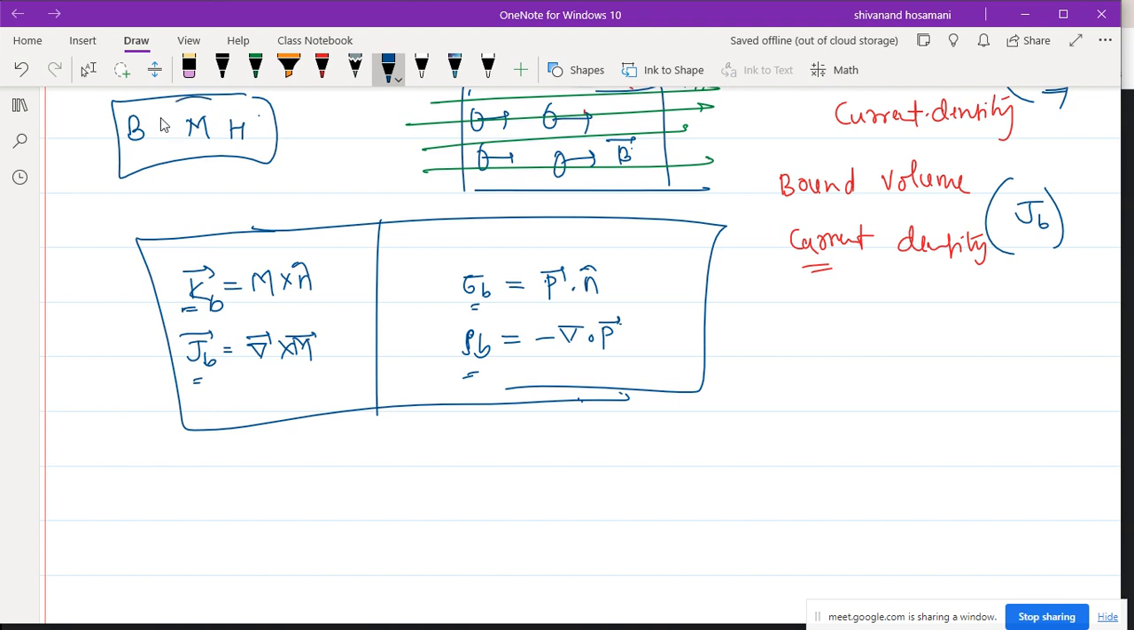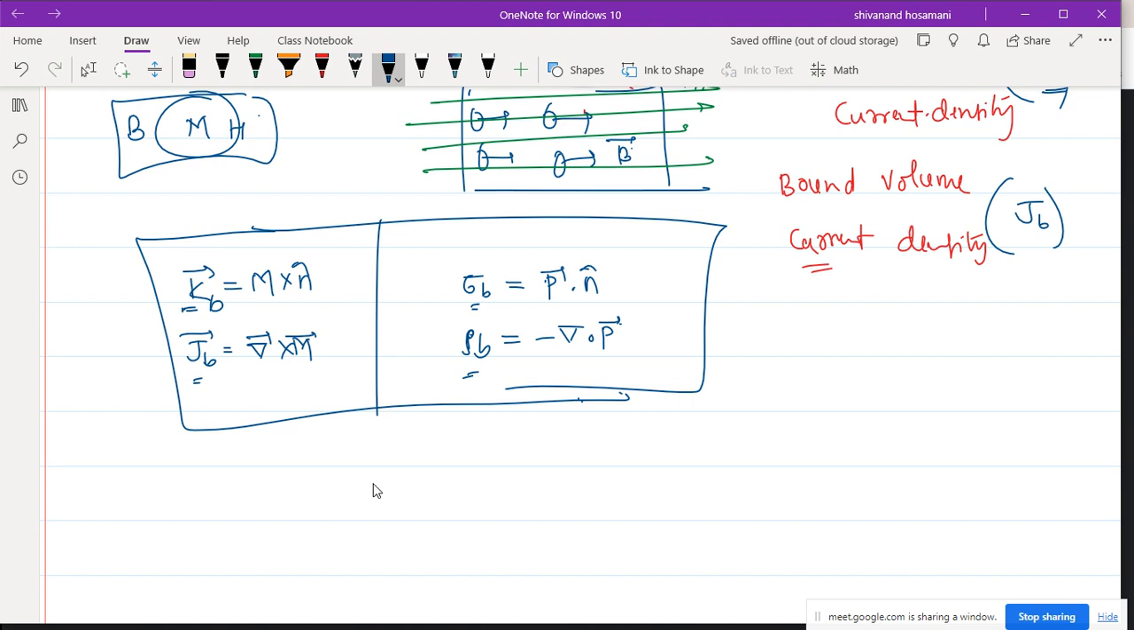Then what is the relation between B and H? Do you know anyone? What is the relation between B and H? I already told you about B and H.